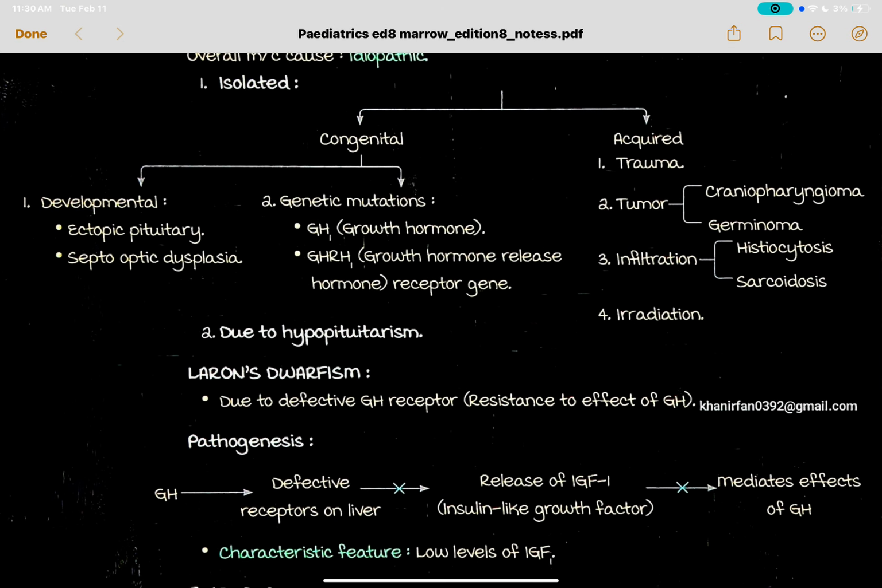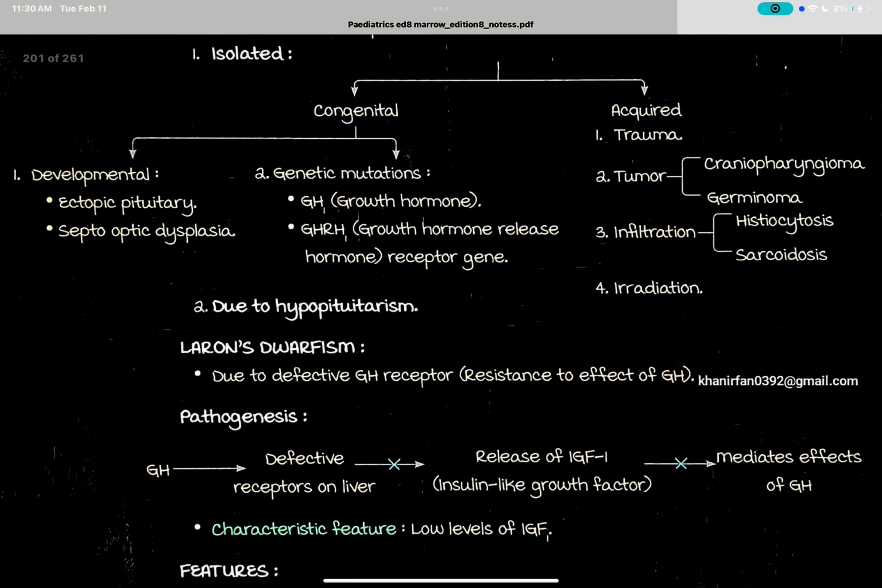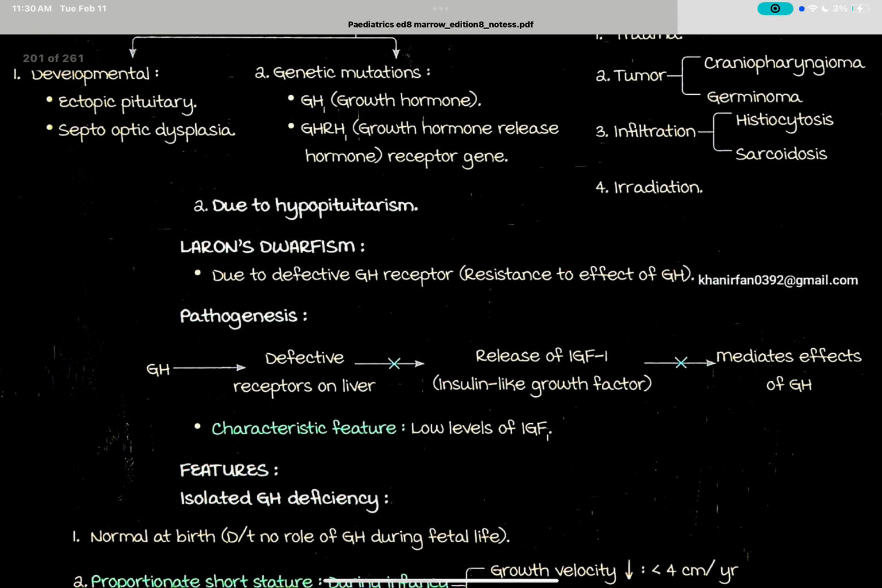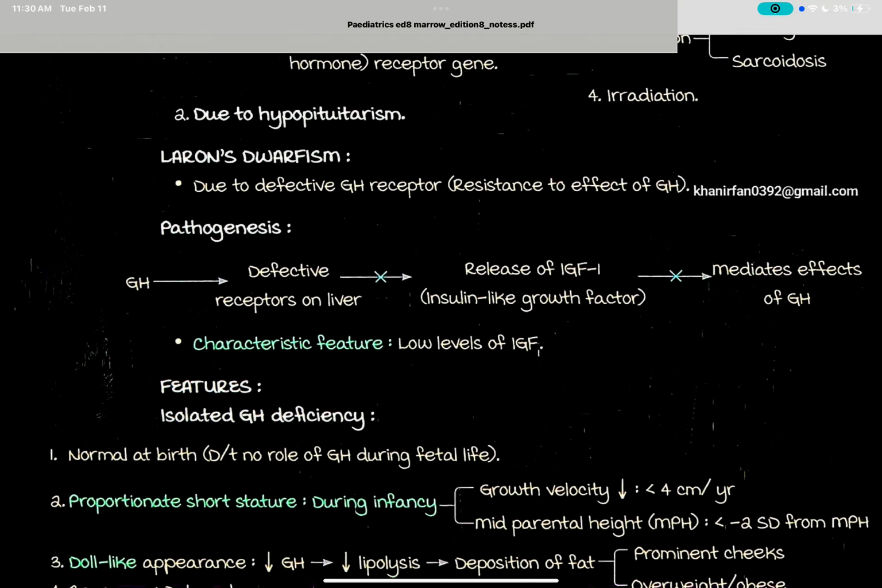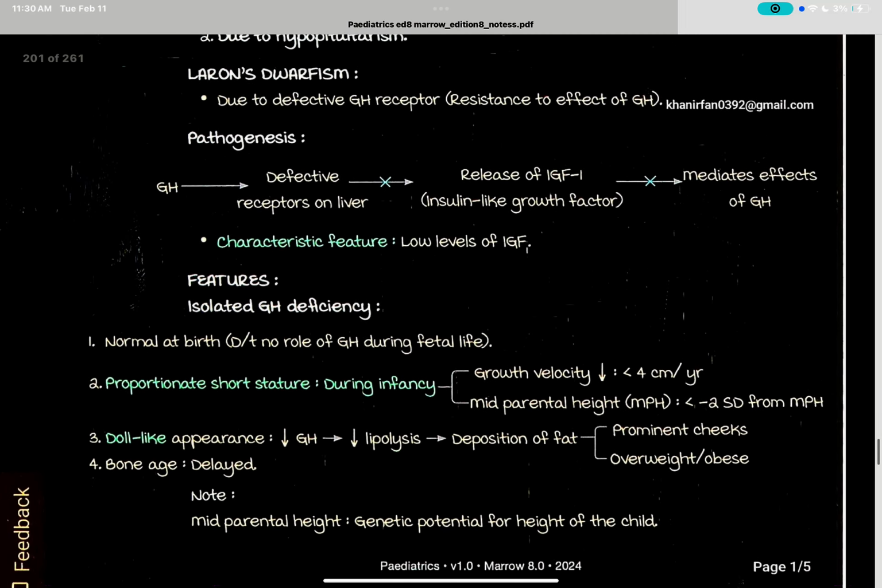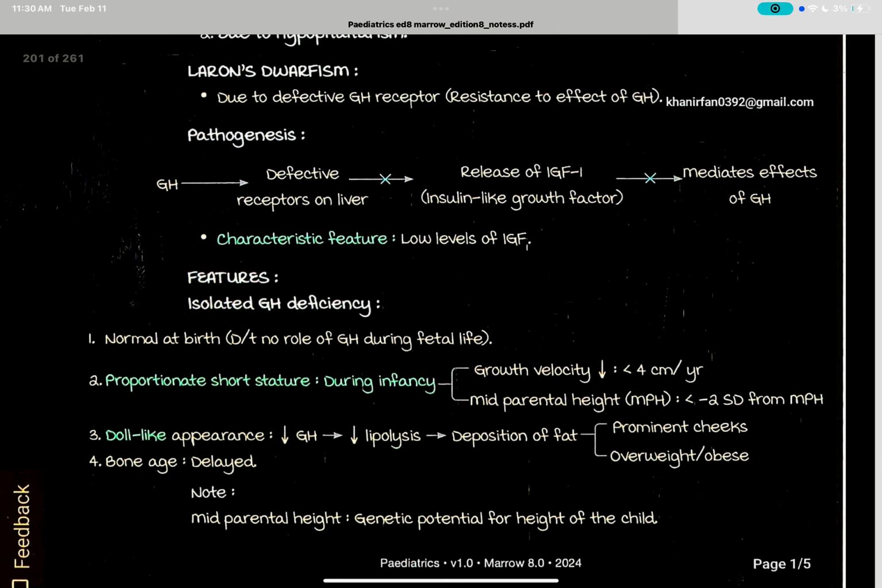Development could be ectopic pituitary or septo-optic dysplasia. Genetic mutation, growth hormone 1 and GHRHR, growth hormone releasing hormone receptor gene. Mutation in these genes can also cause hypopituitarism. Laron's dwarfism is due to defective GH receptor, resistance to effect of GH.